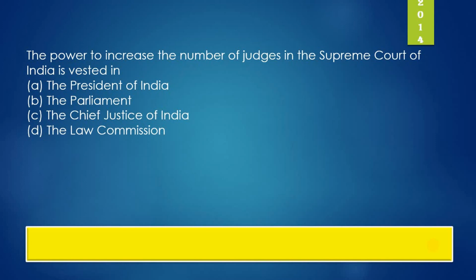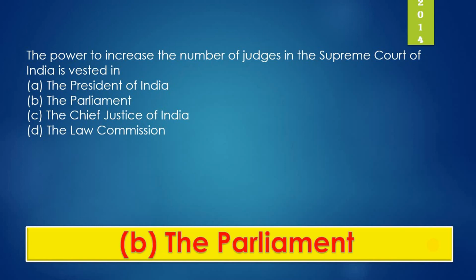The power to increase the number of judges in the Supreme Court of India is vested in whom? Who has the power to decide the strength of the judges of the Supreme Court? The options are the President of India, the Parliament, the Chief Justice of India, or the Law Commission. So the answer is option B, that is the Parliament. The Parliament decides the strength or the number of judges of the Supreme Court in India.